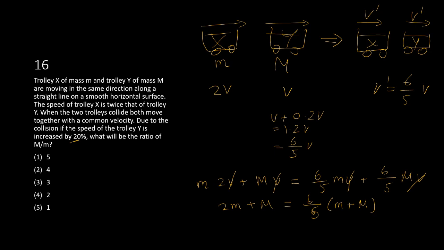And just simplify this and you will get an answer like this: 10 small m plus 5 capital M is equal to 6 small m plus 6 capital M. So you can just exchange the terms and get the answer. You get 4 small m is equal to capital M. So the ratio they are asking, capital M over small m, will be equal to 4.